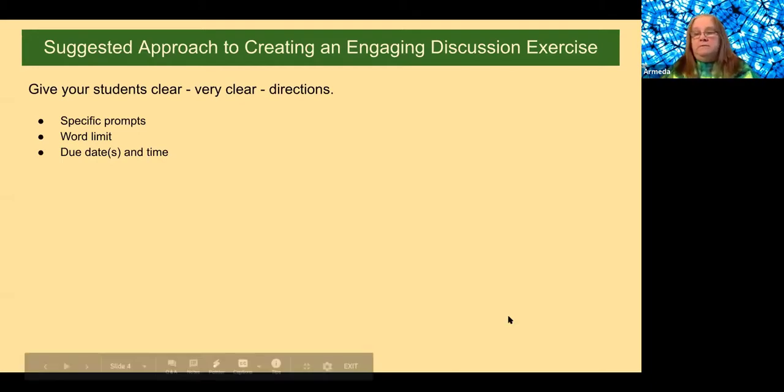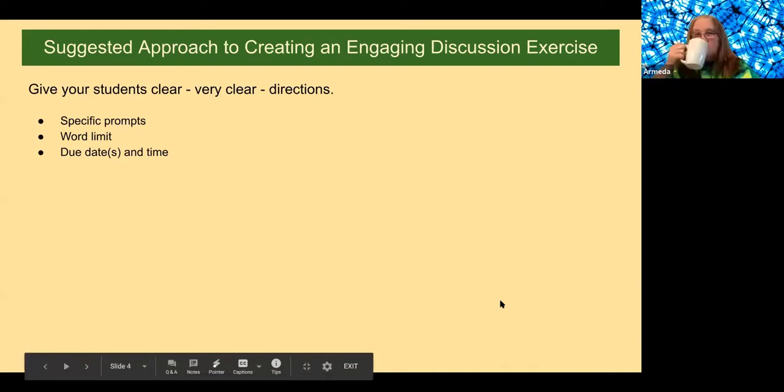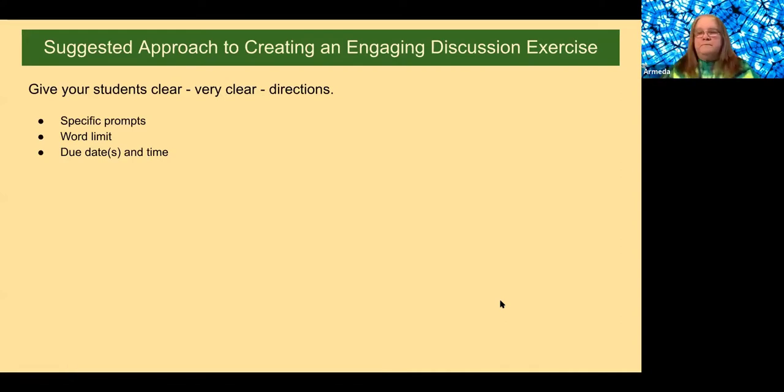Mm-hmm. Armeda, we have a question, and since we're on this topic of providing specific prompts and word limits, one of the questions that's come up is, what would be a good word limit for a discussion? Whoa, okay, that's hard for me to answer because it depends upon the prompts that you have. The 2 examples I'm going to share with you, you're going to see I have different word limits because it depends upon, is it the first response or is it the second response? Usually the first response I'll have as a larger word limit, and then the second response typically, although not always, is a shorter word limit. So it depends on the prompt that you're asking. And I think I'll be able to answer that a little bit better when we look at the 2 examples. I hope that helps.